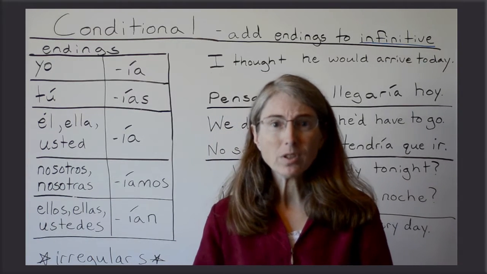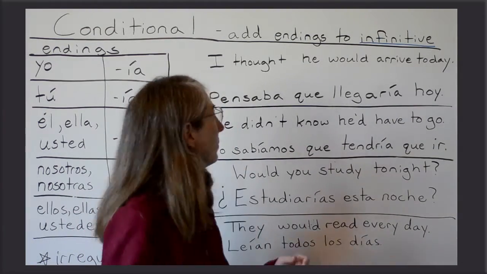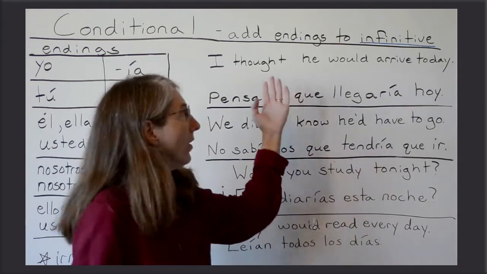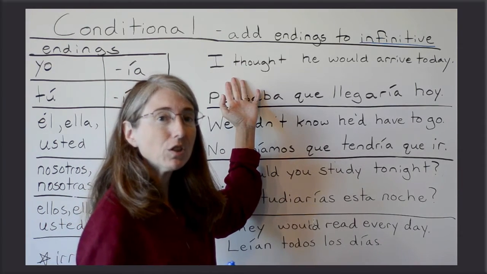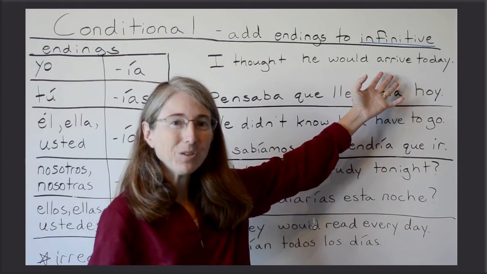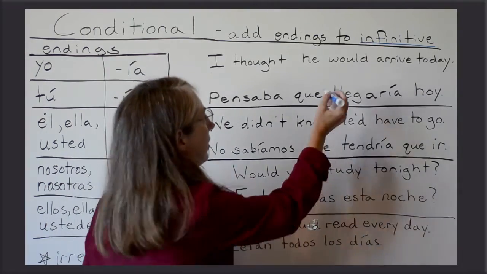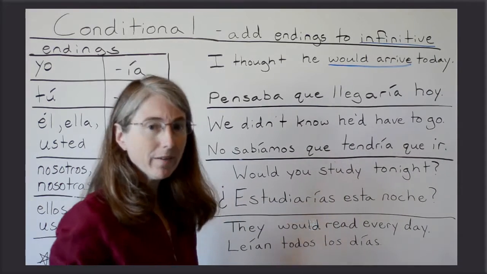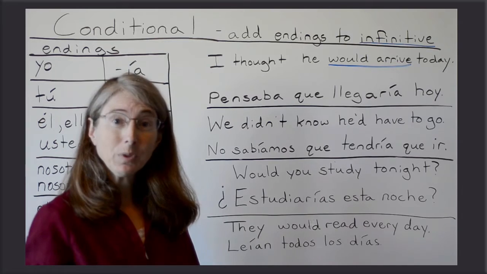And in English we use the conditional tense with the word would. For example, I thought he would arrive today. So I thought is the previous condition, and then he would arrive is the conditional action where we would actually use the conditional tense. So in English, this is the conditional tense: would arrive.